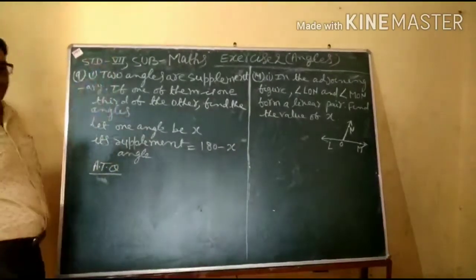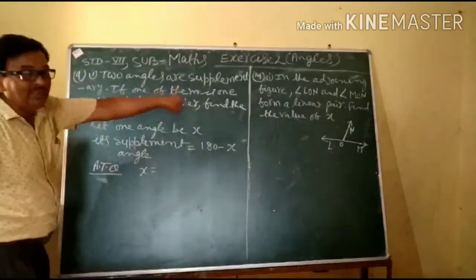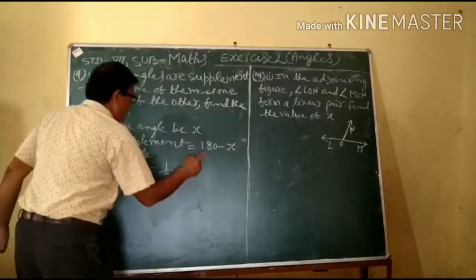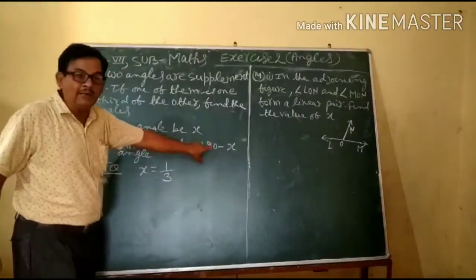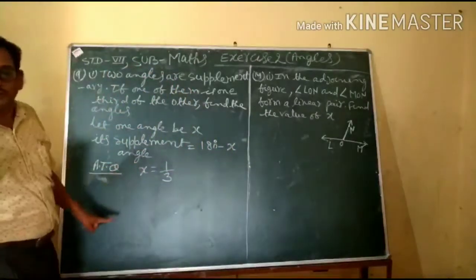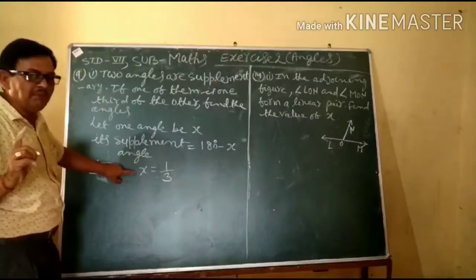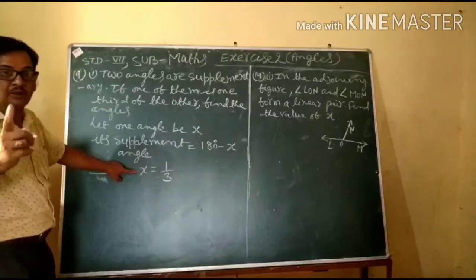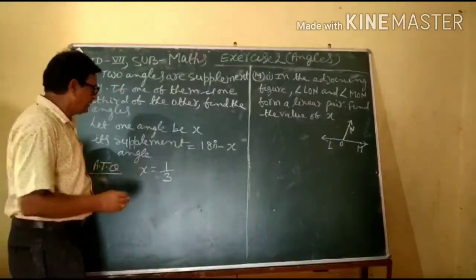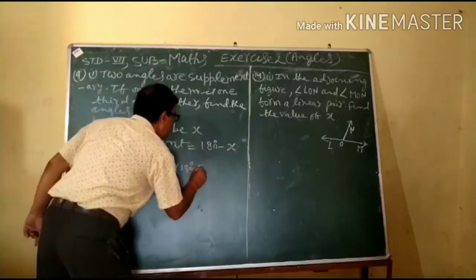According to the question, x is equal to 1/3 of the other. Its supplement angle is 180 degrees minus x. But what is the question telling? The first condition is that one supplement angle is 1/3 of the other. One is x, then another is 1/3 x. So one is x, then another will be 180 degrees minus x.